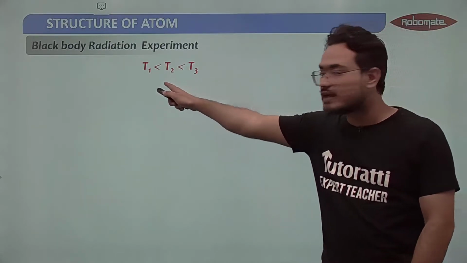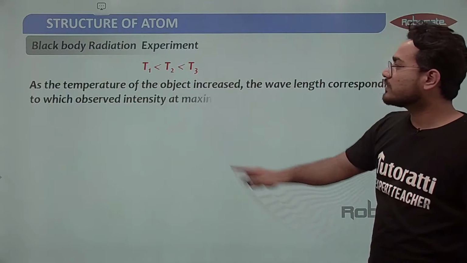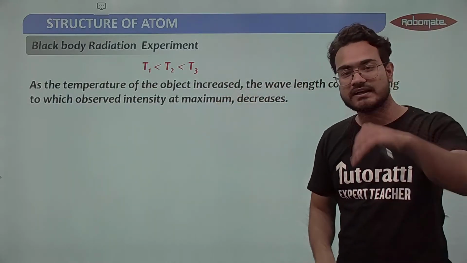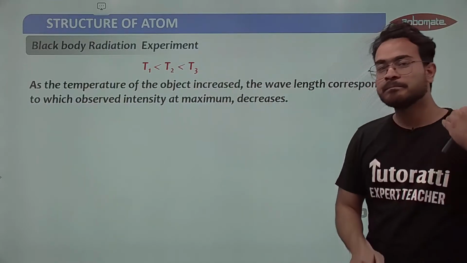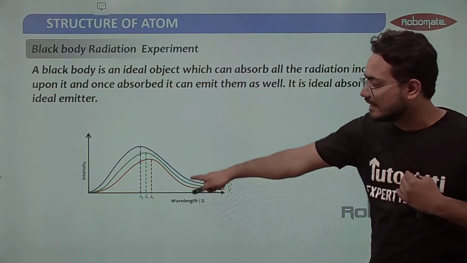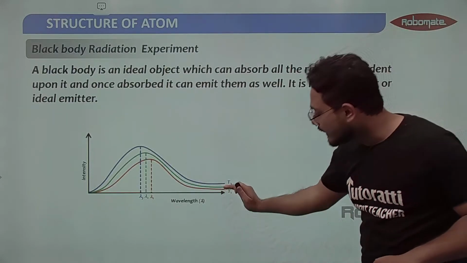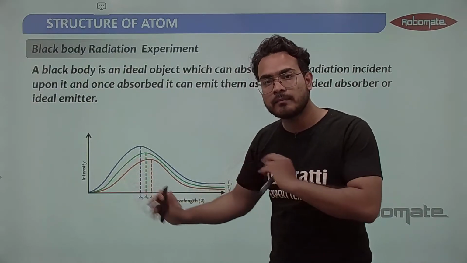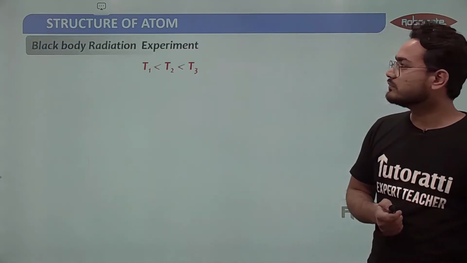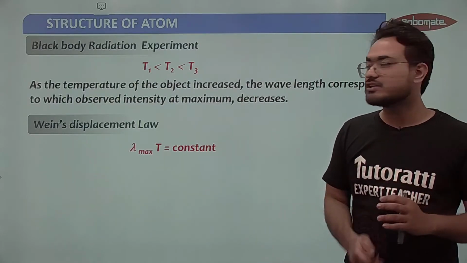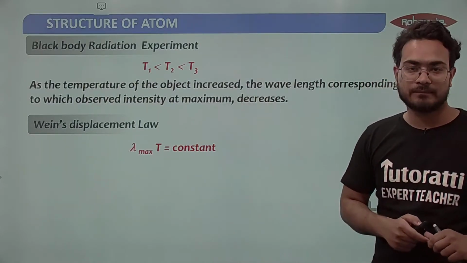As we are increasing the temperature, the corresponding wavelength is getting diminished. It is getting minimum. In the earlier example, just again see the graph. We are increasing the temperature and the wavelength is getting smaller and smaller. Okay. So this was the black body radiation, and on the basis of black body radiation, Wien's displacement law came.